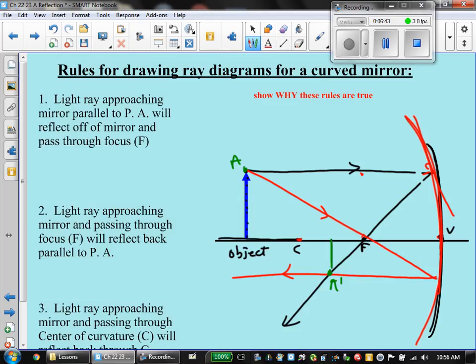And you'll see this in the lab. You may have experienced this before: if you looked in a mirror, you see an image that's upside down and appears smaller. So here's an object. We follow the light ray rules, and we get an image down here.